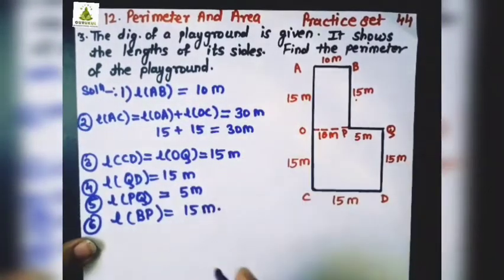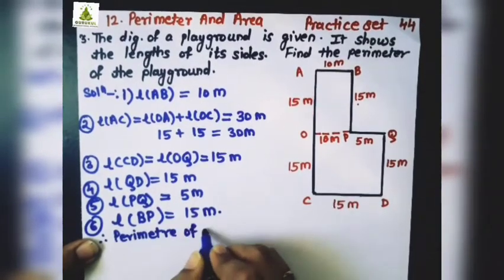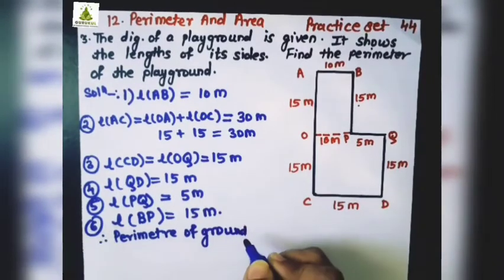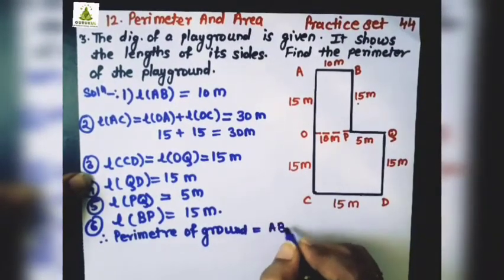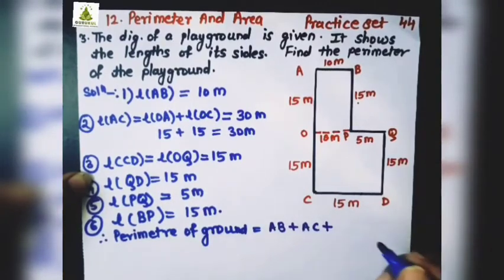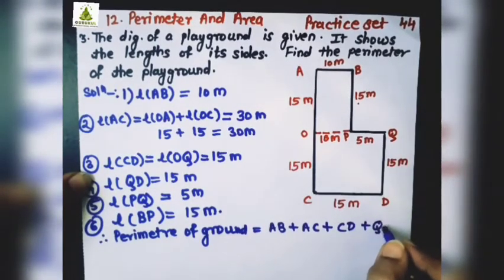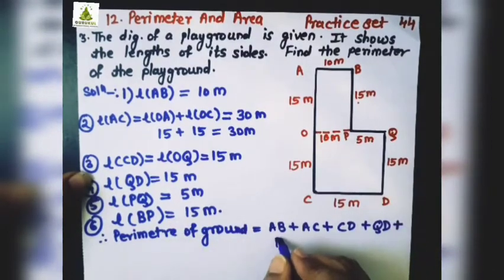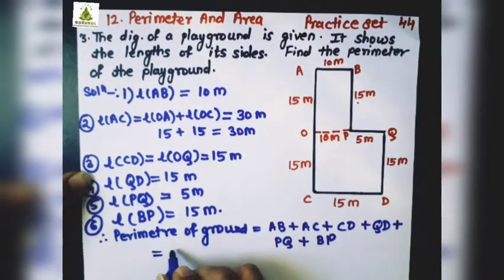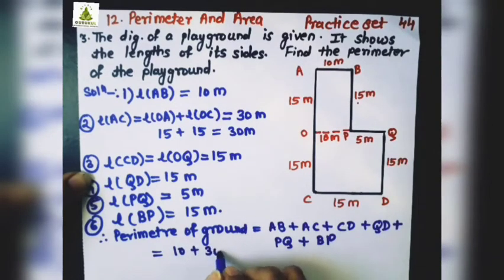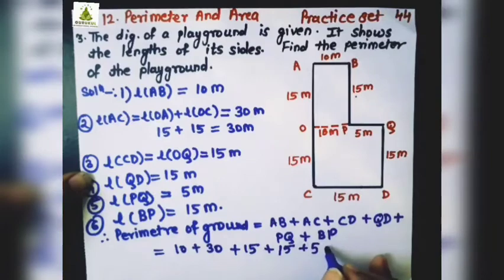Sum of all the sides. So we'll write down: therefore, the perimeter of the ground is equal to AB plus AC plus CD plus QD plus PQ plus BP. Okay, so all the values we have to write down. It will be 10 plus 30 plus 15 plus 15 plus 5 plus 15.